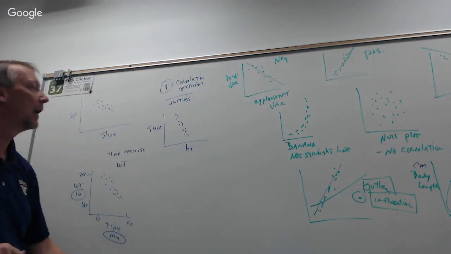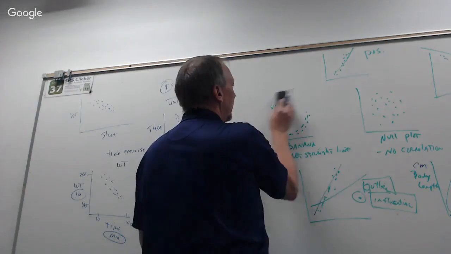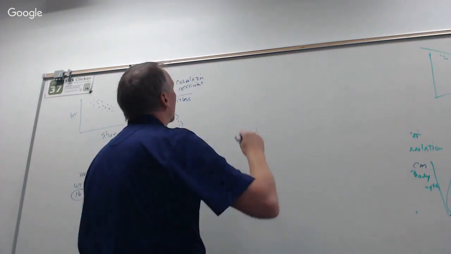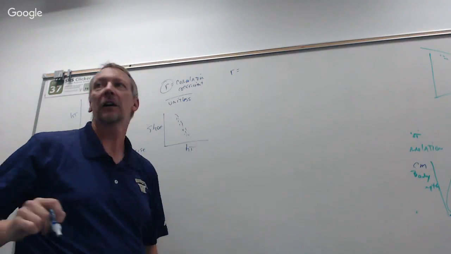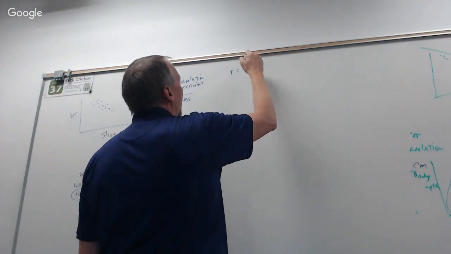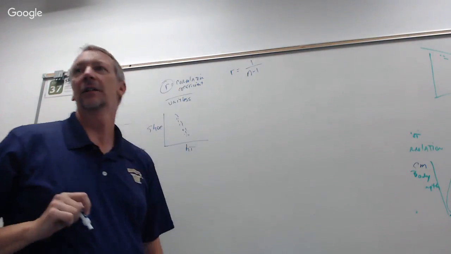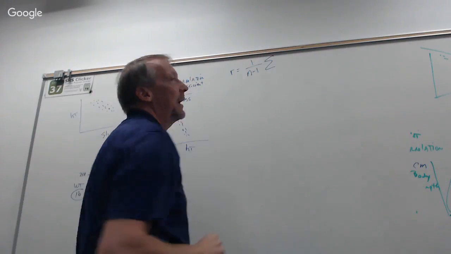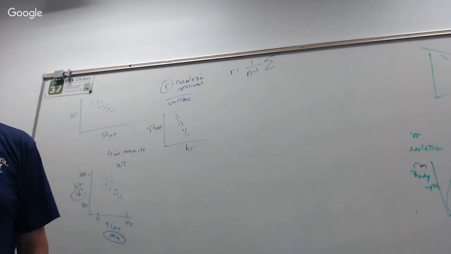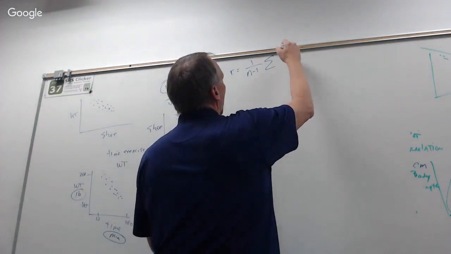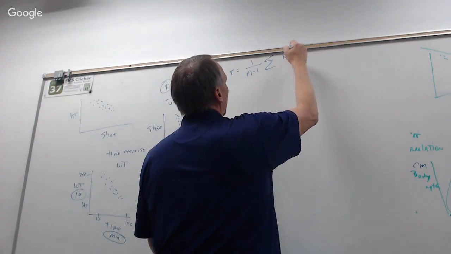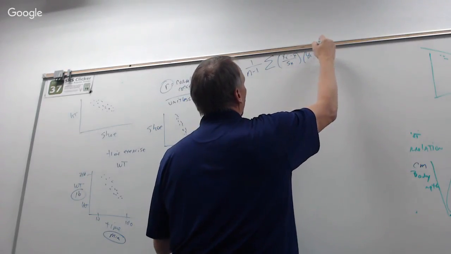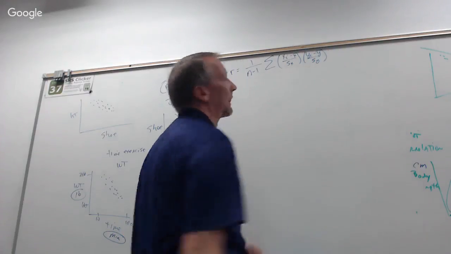Okay? All right, so here's the equation for the correlation coefficient. R equals 1 over n minus 1 times, yeah, we can see that. What does that mean? The sum of xi minus x bar over s sub x times yi minus y bar over s sub y. Okay?